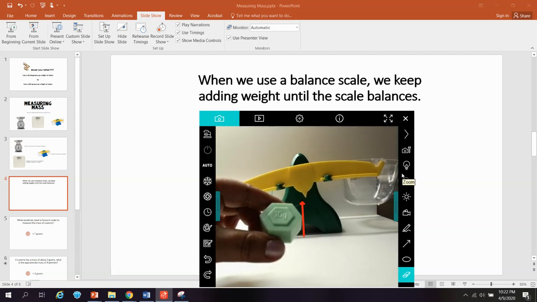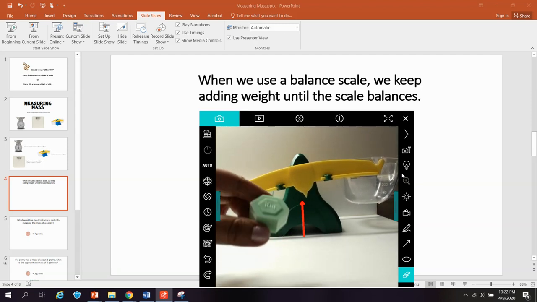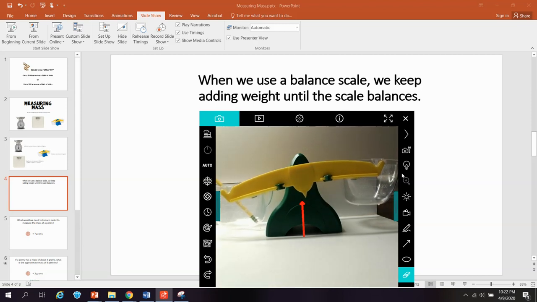So if you look here, here's a 10-gram weight, and it's green. And then we have a 5-gram weight. Okay, those are blue. And then I've got the 1-gram weight, which is red. Okay, so after this lesson, you're going to actually be learning how to estimate an accurate mass for objects, but I'm going to just go ahead and do a little estimation.